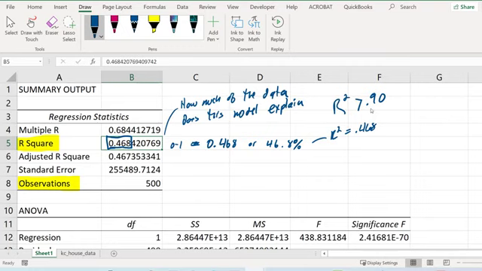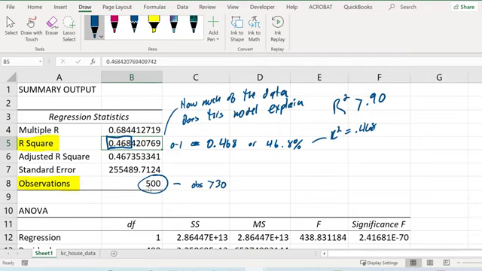Therefore, we can explain away 46.8% of the results. Observations are self-explanatory. We have a total of 500 observations, which we then use to calculate stuff like degrees of freedom. But what you're really saying here is, if you go back to your stats 1 stuff, you want to know that your observations are greater than 30, right? The more, the better. But if you have too many, if you have 500,000, then everything appears significant, and then you have a different debate.